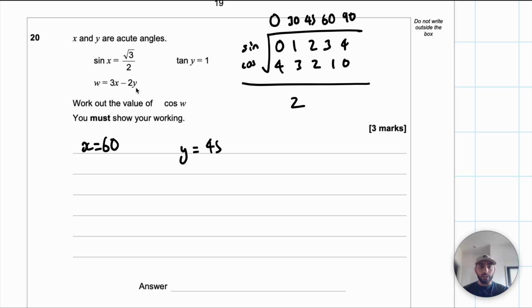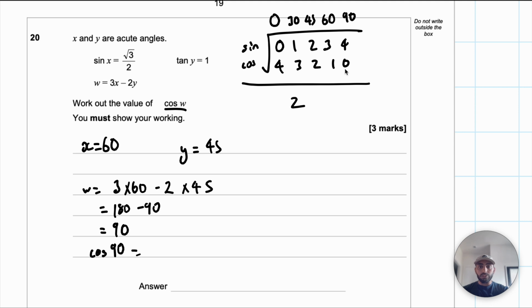w is equal to 3x minus 2y, so we're going to substitute those in. 3x is 3 times 60. Minus 2y is minus 2 multiplied by 45. 3 times 60 is 180. Minus 2 times 45 is minus 90. 180 take away 90 is 90. So we're trying to find cos of w, and we know w is 90. So cos of 90, we just read here, is √0/2. √0 is just 0, so the answer is 0.